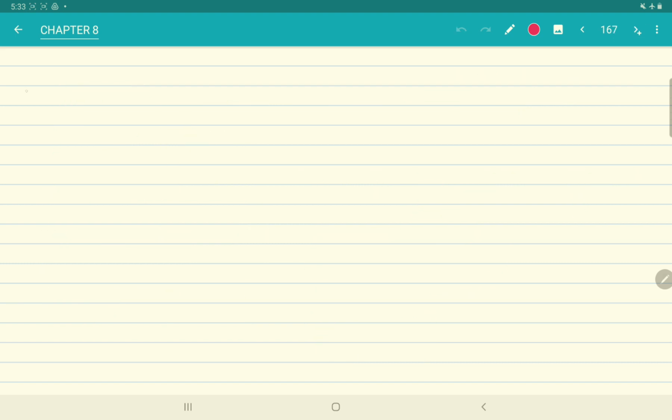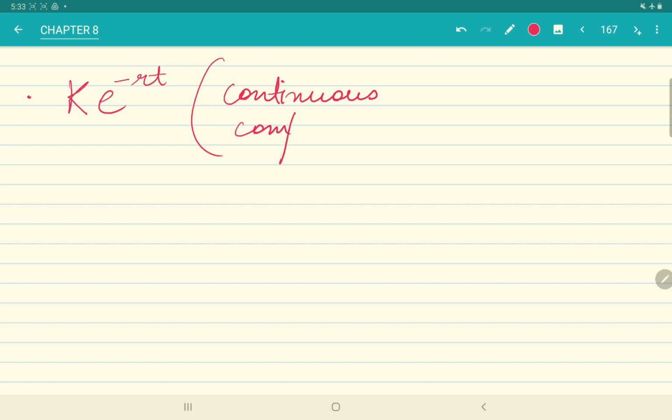And that amount K will have this present value K e raised to the power minus RT when there is continuous compounding of interest.